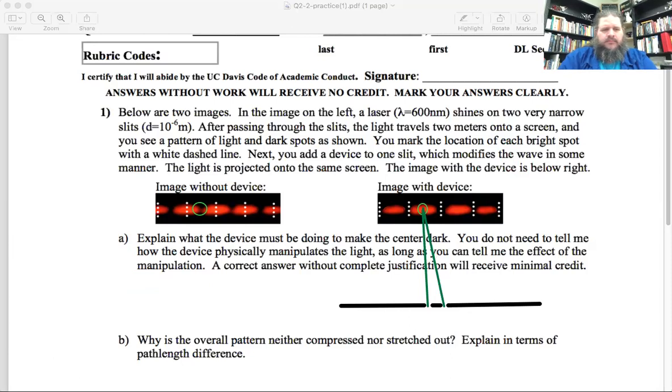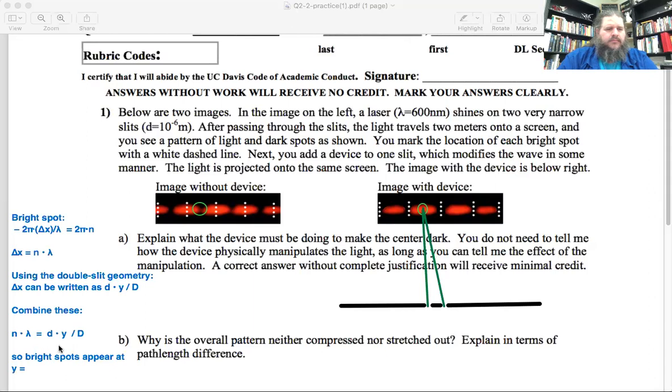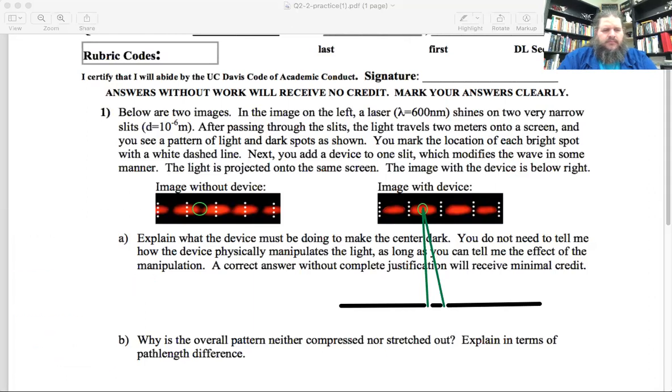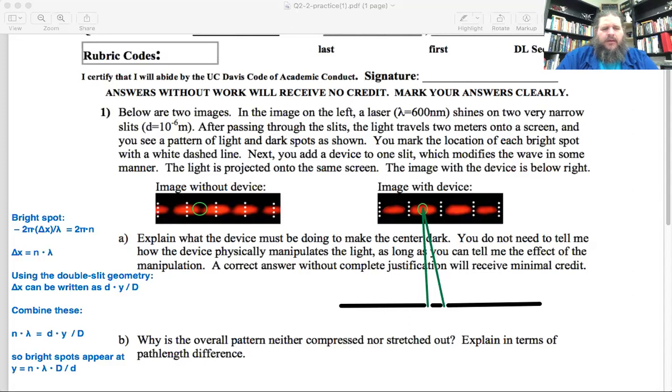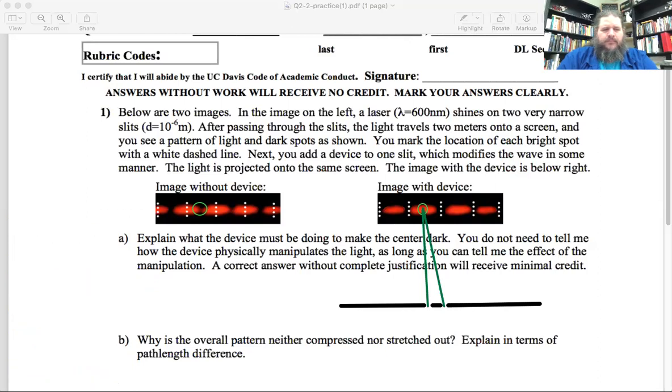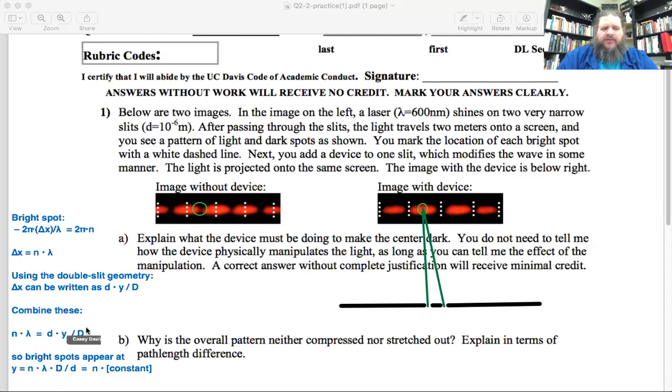Yeah, n times lambda times big D over little d. Right. And if you go up and down the wall, lambda, big D, and little d are all constants. Which means the bright spots are just going to be a whole number of multiples of some constant distance. In other words, the bright spots are evenly spaced.